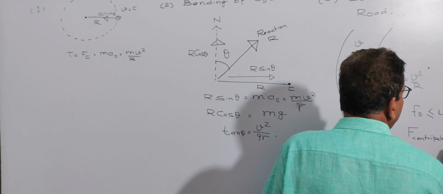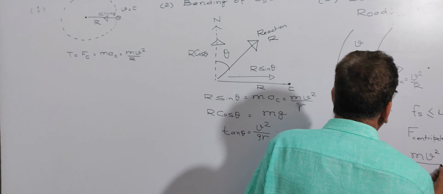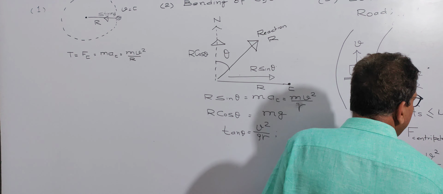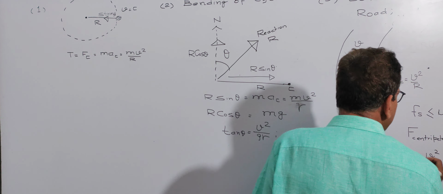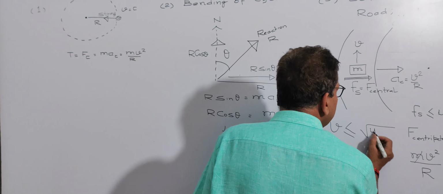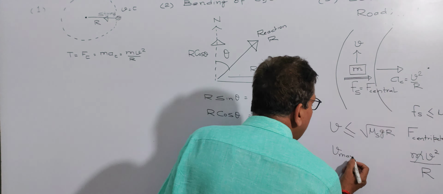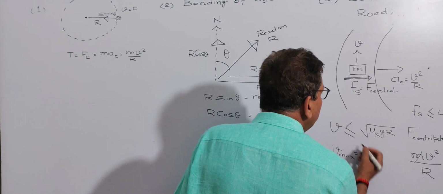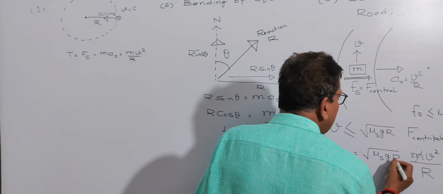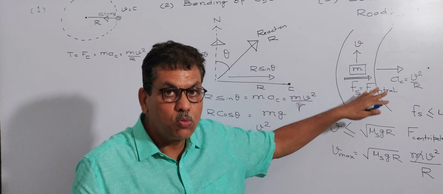So F centripetal will be less than or equal to mu s N, and this can be written as mv square by r, where r is the radius here, should be less than or equal to mu s N. N is nothing but mg, so m gets cancelled. I can say the speed of the object will be less than or equal to root under mu s g r, or the maximum speed without skidding that can be given to this object is root under mu s g r. This is the maximum speed of the object on the level circular track.